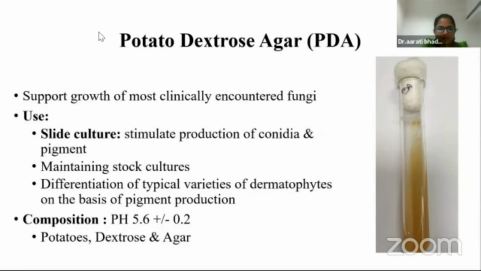It will support the growth of most of the clinically encountered fungi, so it can be used as a primary medium also. It is most commonly used for slide culture for the stimulation and production of conidia and pigment. It is also suitable for maintaining stock cultures. In dermatophytes, differentiation of typical varieties on the basis of pigment production is very much appreciated on PDA.